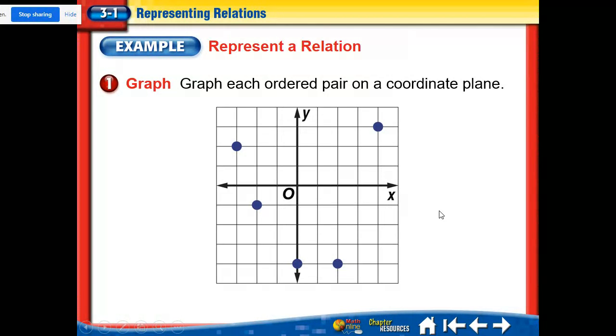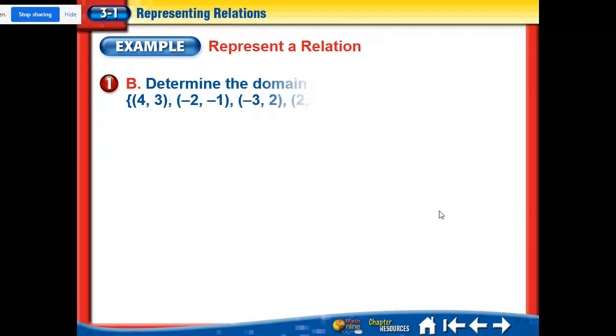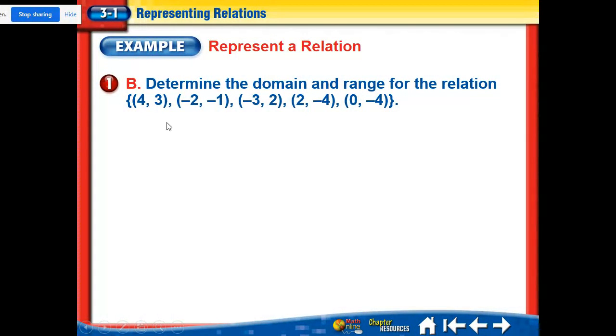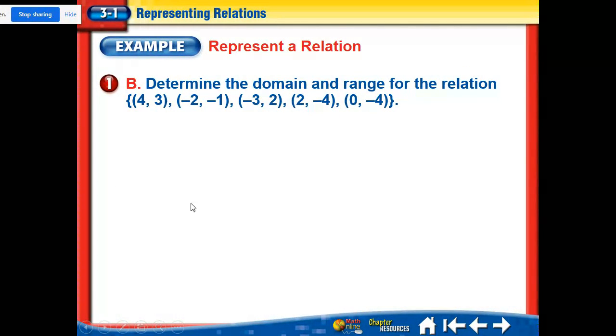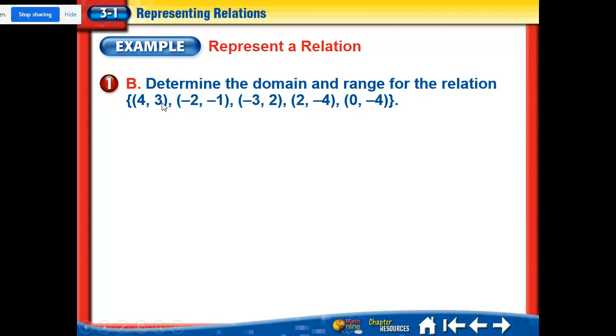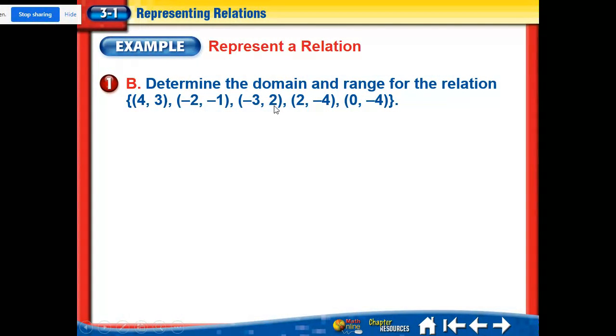All right, so now let's do the mapping. As I said, to do the mapping, we're going to have to do the domain and range first. Now remember what the domain is, it's all the x values. So all these values in the front. So 4, -2, -3, 2, and 0. These are our inputs. These ordered pairs are like our answer. So if I say, what's the answer for 4, you would say 3. What's the answer for -2? It's -1. Answer for -3 is 2. For 2, it's -4. 0 is -4. That's our input with our output.